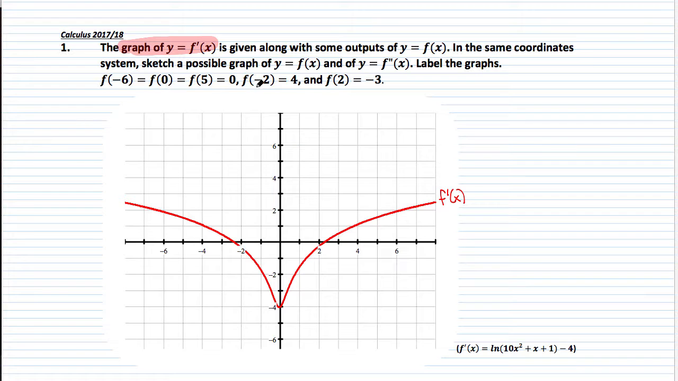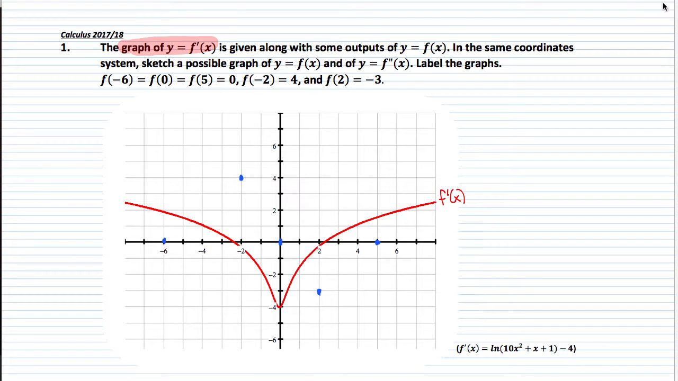We're given a bunch of points that exist for the function. If you notice, there are no primes here, so these are all points of the function. I'm going to take my blue and start by marking all of these points. I have f of negative 6, 0, and 5, which are 0, so that's a point here, here, and here. Then f of negative 2 is a positive 4, and f of 2 is a negative 3. So I have all of these points. The question is, how are they connected?